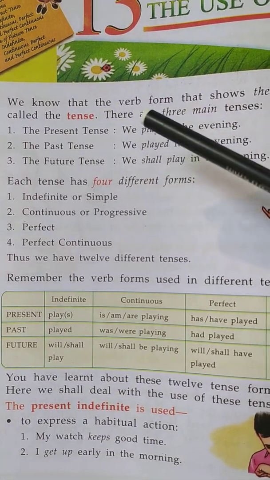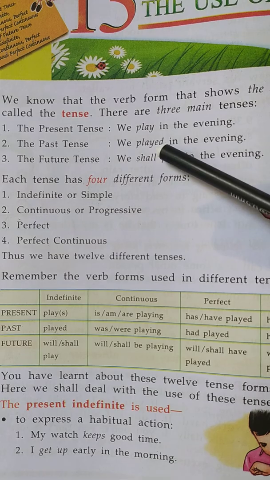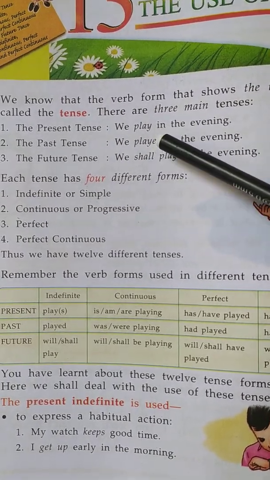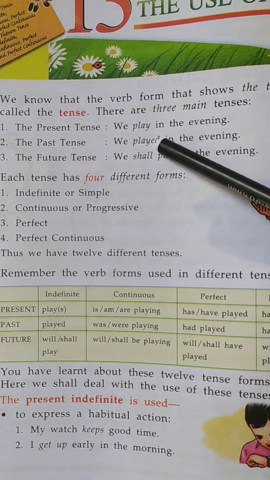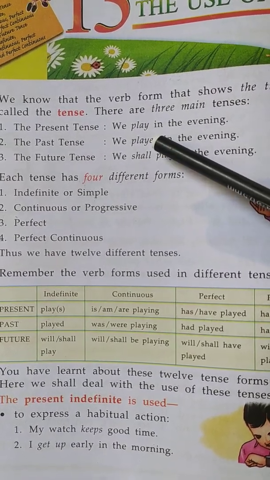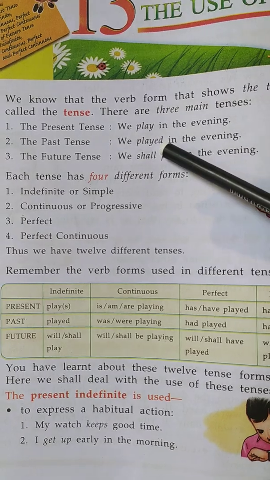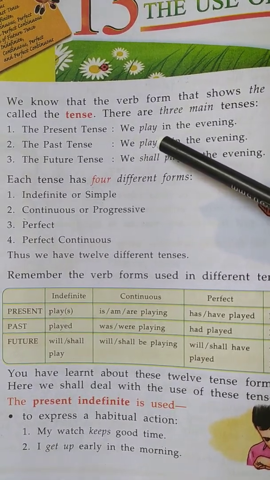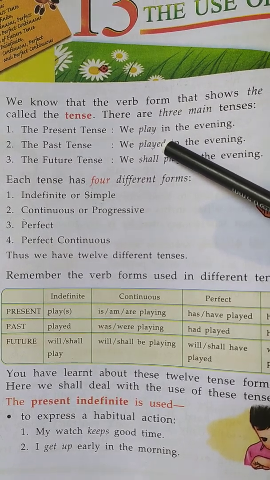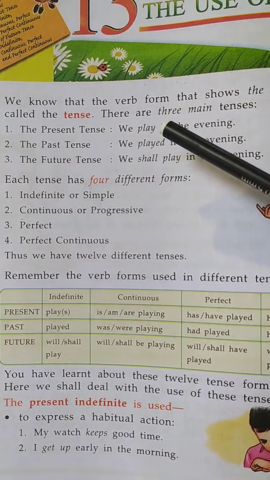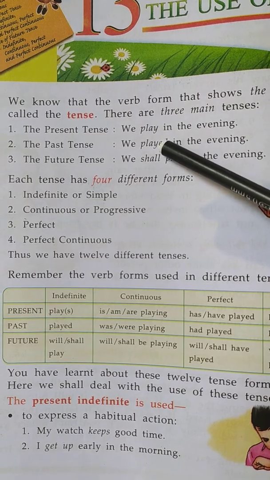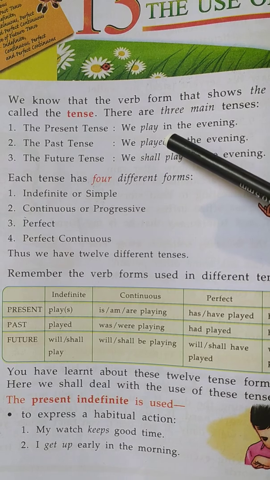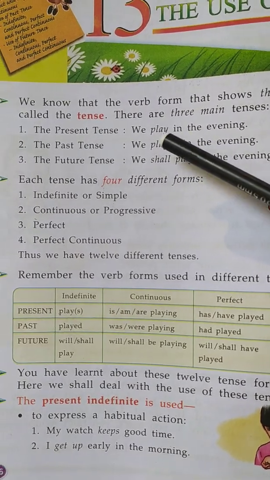Number two, the past tense. The example is we played in the evening. See the verb here, played. Played is the past form of the verb play. So, we can tell that it is the past tense because the past form of the verb play is played, and played is used here. That's why we can tell it is a past tense.